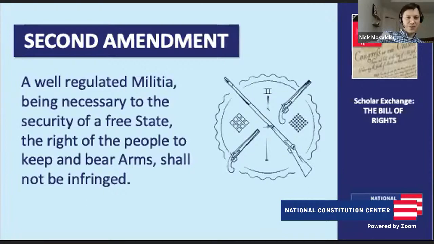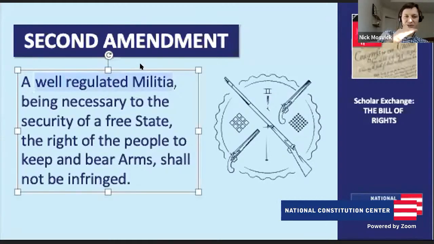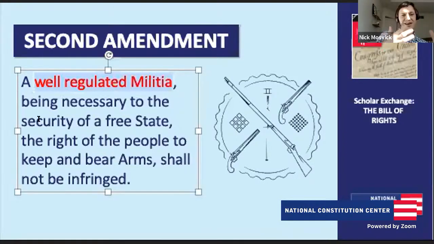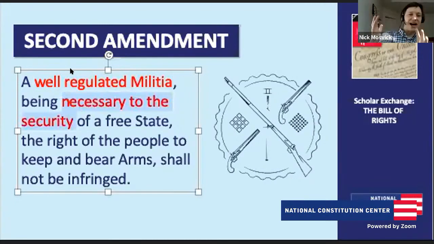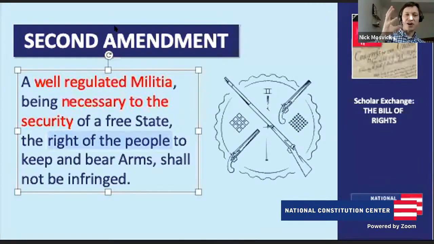Yeah, so the basic breakdown, right, is we see the two parts of it: a well-regulated militia, comma, being necessary to the security of a free state, comma, the right of the people to keep and bear arms shall not be infringed, right? So there's two parts. Sometimes it's referred to as a prefatory and operative clause. We get into that when we talk about the Second Amendment. The point here is it's broken down into parts.